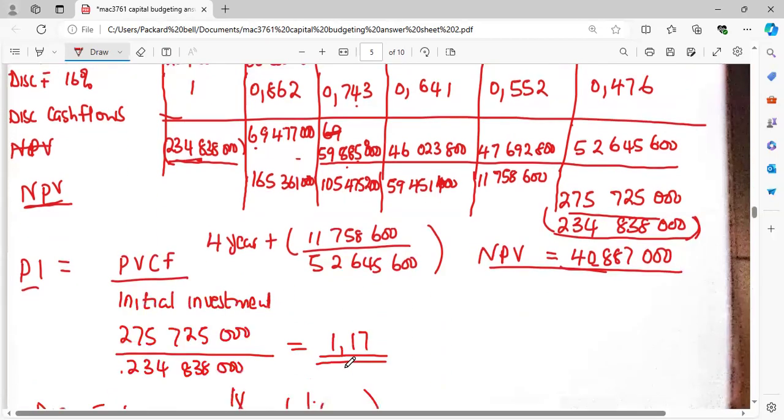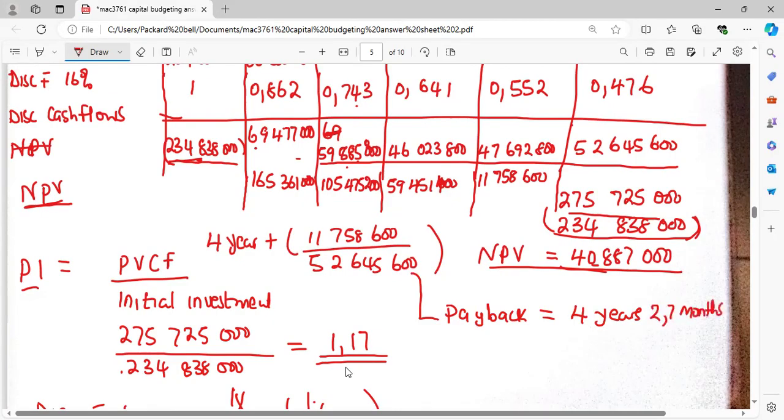How much did you guys get? 0. So our payback is going to be 4 years, three months. 2.6 what? Months, 2.7. When you have that 0.